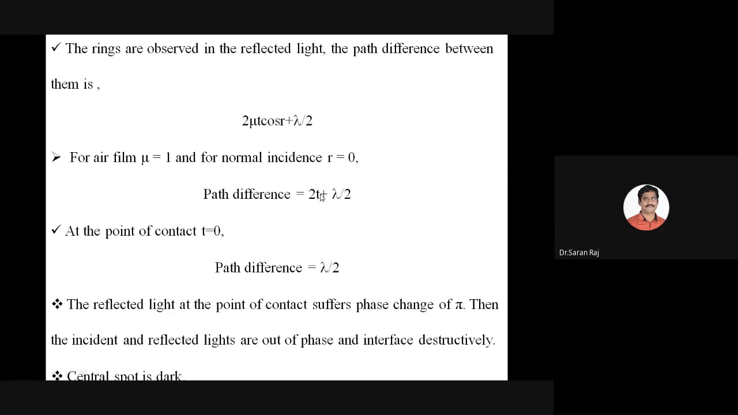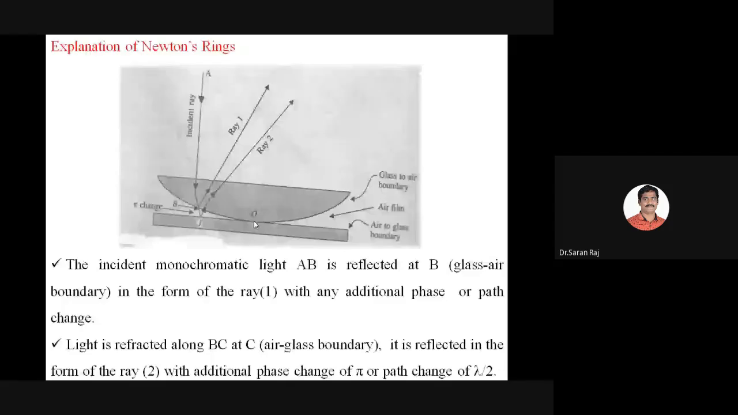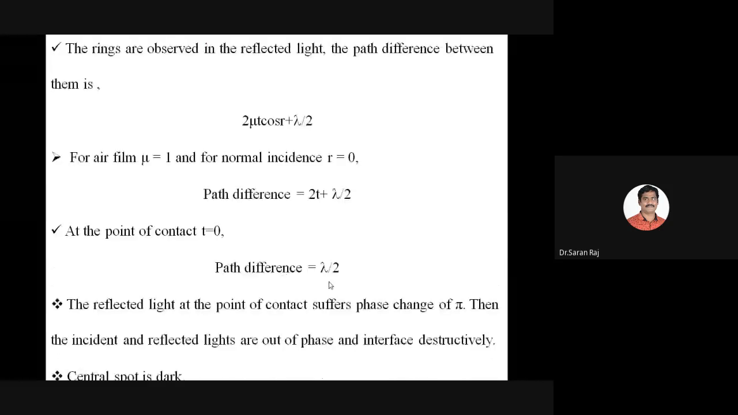That is, no gap, no thickness. So at this point, what is the t value? Both the plano-convex lens and the normal glass plate touch at this point, so there is no gap, and here t equals 0. But at this other point, I have considered some t, some gap is there. Based on this gap, the rays can undergo interference. Without a gap, no interference occurs.